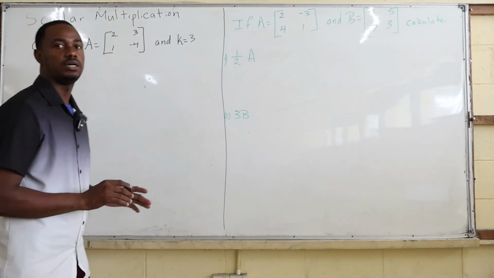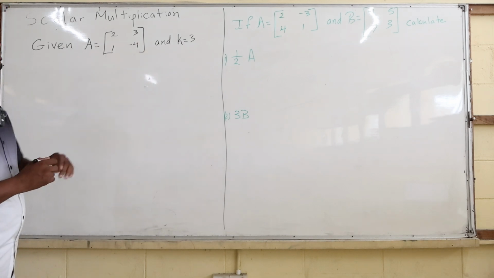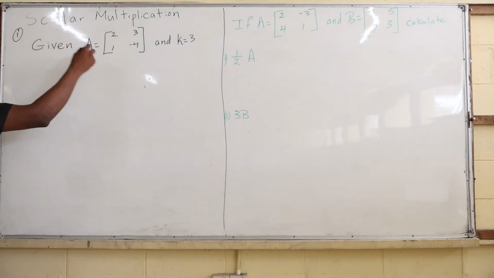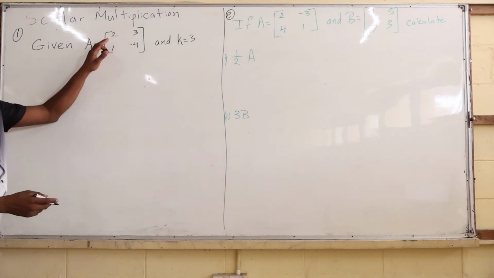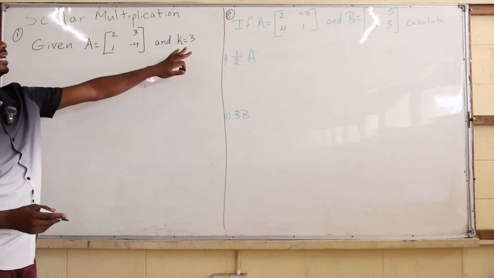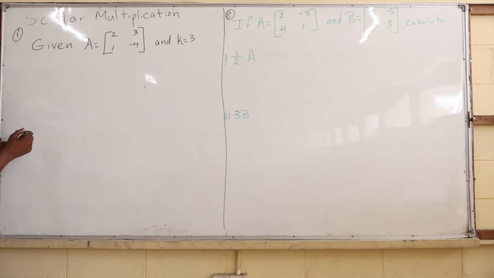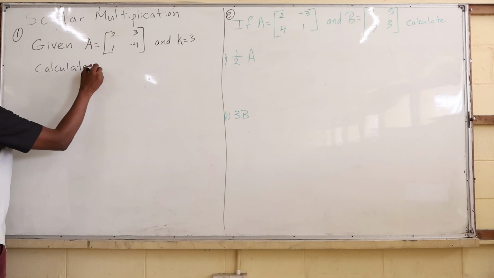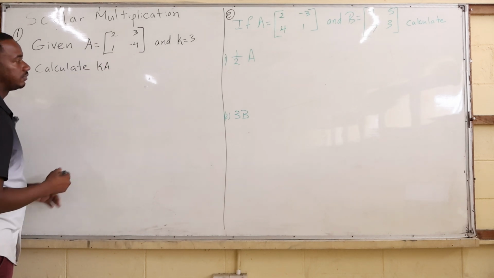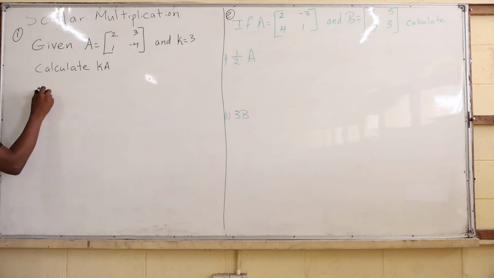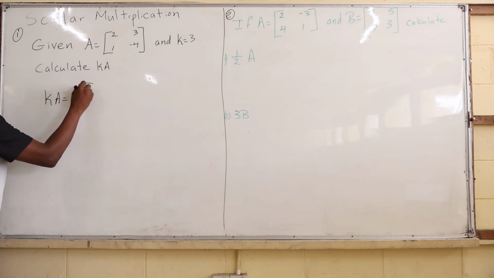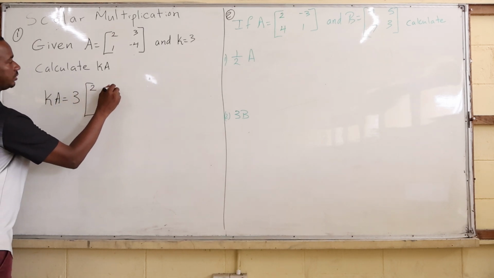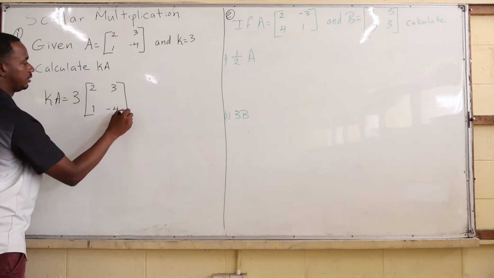Okay, so what we'll do now is we'll actually look at calculating these two questions. So this first one here, second one is here. So let's begin. We're given A is equal to 2, 3, 1, negative 4, and K is equal to 3. So we're going to now say to calculate KA. So what we actually have now is KA is going to be equal to K, which is 3, and A, which is 2, 3, 1, negative 4, as our setup.